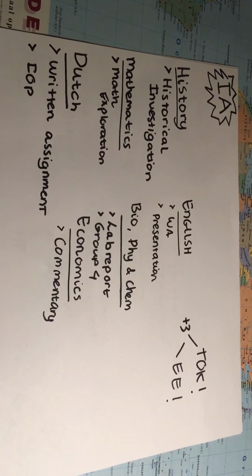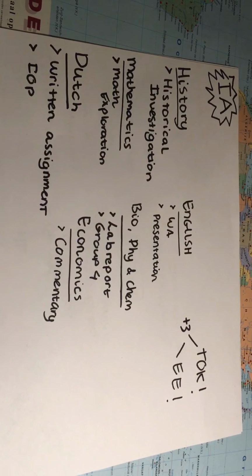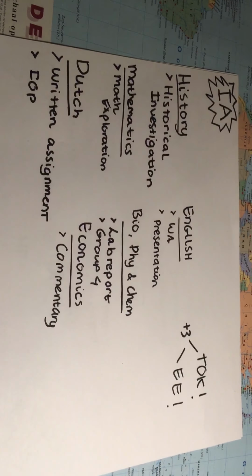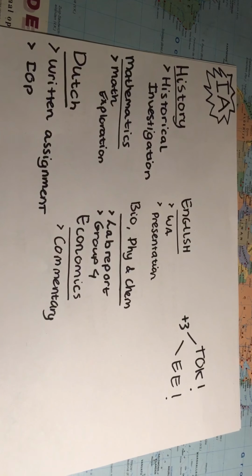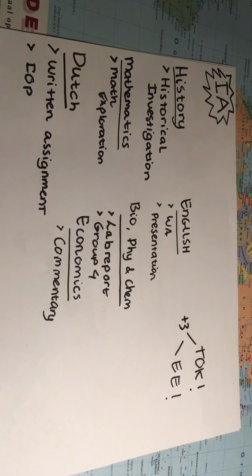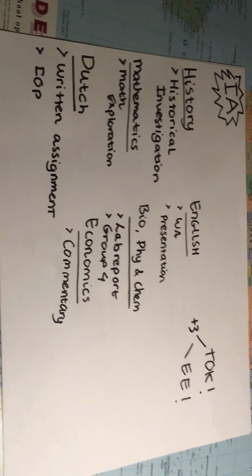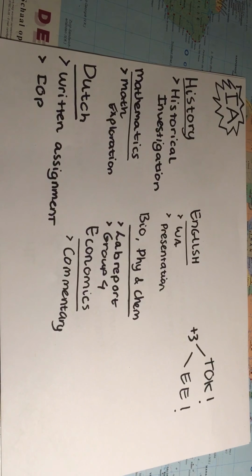And I will tell you what every IA for every subject will be. We start with history, and with history you have the historical investigation, which is an essay that's around 2,000 words with a source analysis on a topic of your own choice.